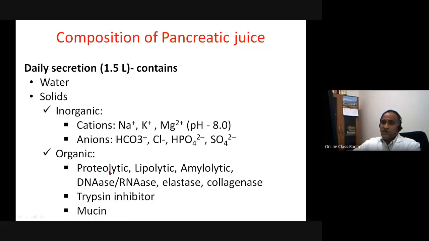Then we have organic molecules. It contains proteolytic enzymes, lipolytic enzymes, and amylolytic enzymes. Then it has nucleases, that is DNase and RNase, and elastase and collagenase. These are all enzyme systems that will digest. And it has an additional enzyme system which prevents the proteolytic action of trypsin, that is a trypsin inhibitor. It also secretes mucin. These two are protective in nature.